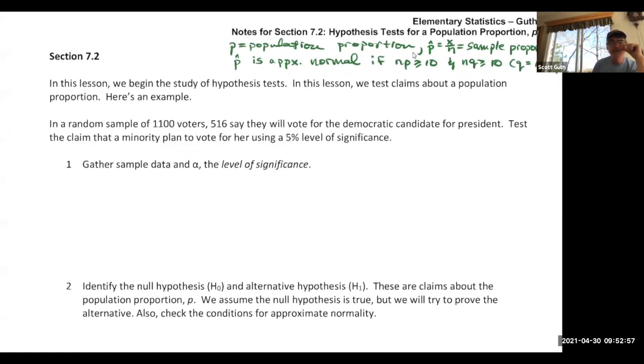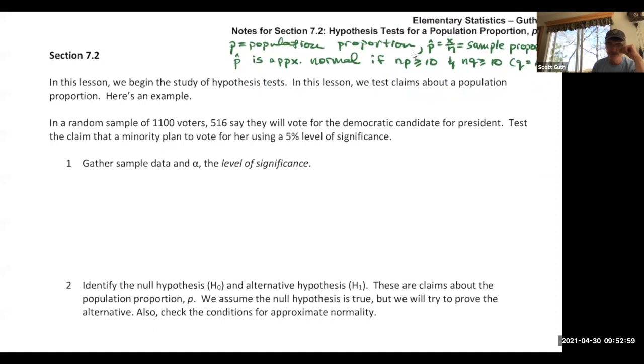Okay, so the gathering of sample data is our first step. This is an easy step. You'll need to gather p hat, which is x over n, number of successes divided by sample size. You'll obviously need the sample size. You'll need alpha, which is called the level of significance.